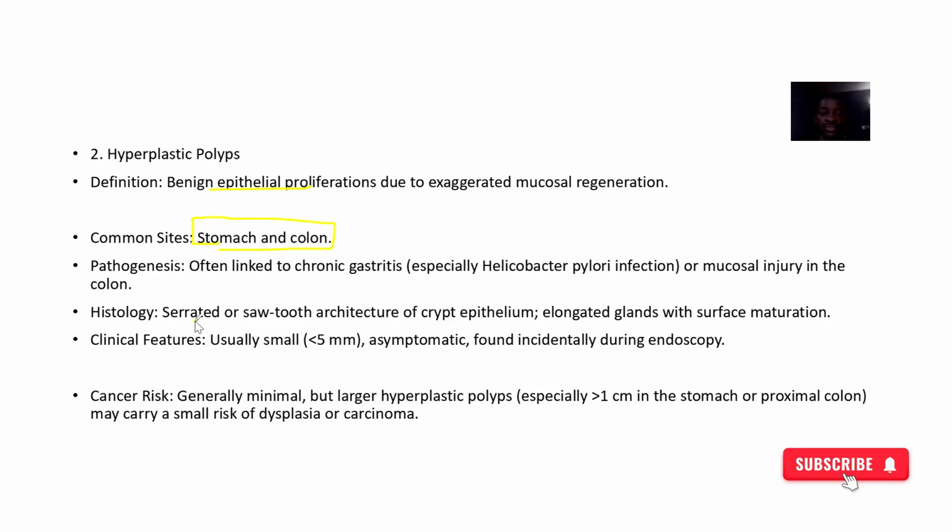So on histology, you see serrated or sawtooth architecture of crypt epithelium, elongated glands with surface maturation. So their size is usually less than 5 millimeters. Okay, no symptoms. All right, so most of the time it's when they are doing endoscopy for other things that they now find them out.